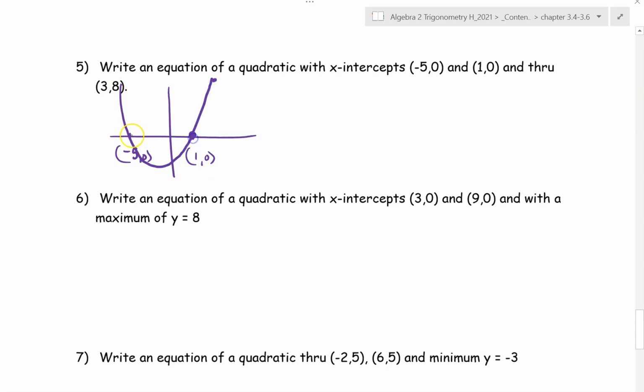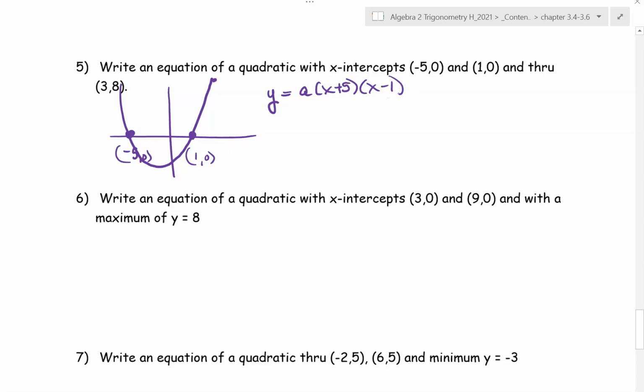The problem is we don't know what the vertex is. However, we do know what the x-coordinate of the vertex is. Wouldn't it have to be halfway between the -5 and the 1? That's good to know. But again, since we don't know the vertex, I think I would start in a different way. I'm going to write this as a times the quantity x minus -5, and then the quantity x minus 1.